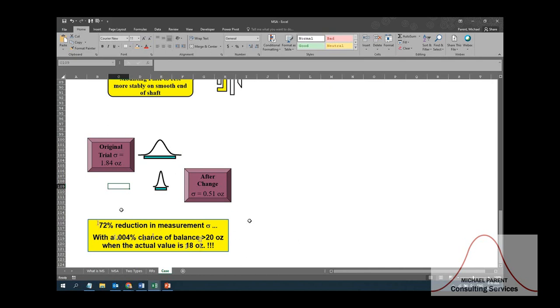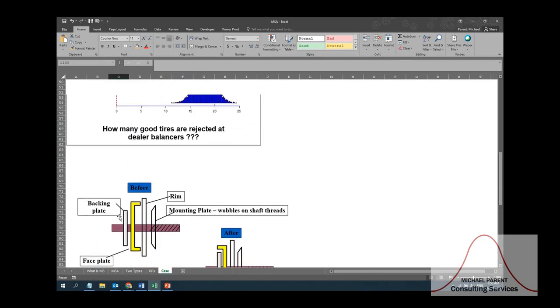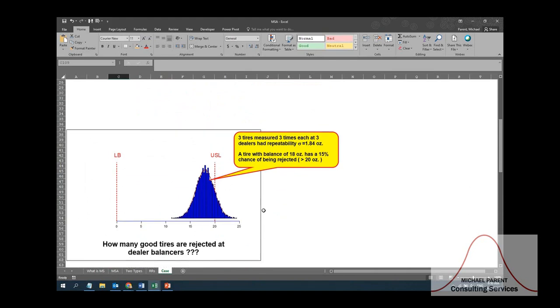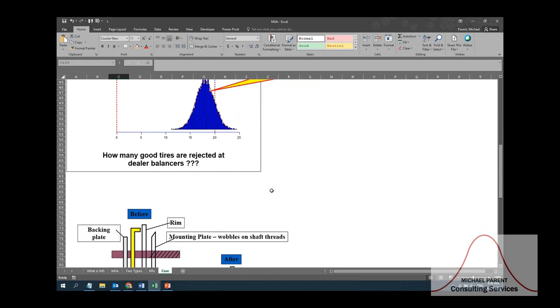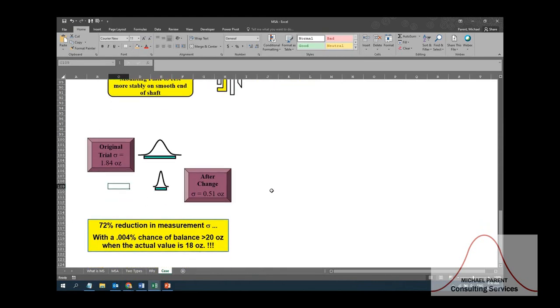That's almost impossible to imagine, right? There's really no chance now that we're going to give that customer a false positive, whereas before it was 15 out of every 100 tires, right? So a huge improvement: we've delivered value to our customers simply by improving the measurement system.